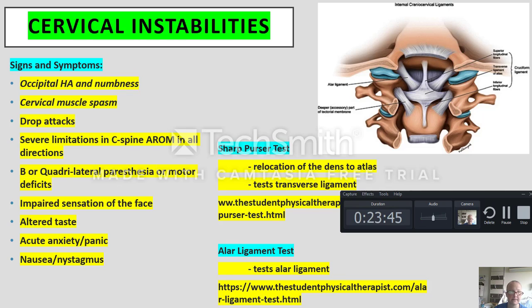Cervical instabilities, signs and symptoms. Occipital headache and numbness. Cervical muscle spasm. Drop attacks. Severe limitations in C-spine active range of motion in all directions. Bilateral or quadrilateral paresthesia or motor deficits. Impaired sensation of the face. Altered taste. Acute anxiety and panic. Nausea and nystagmus.